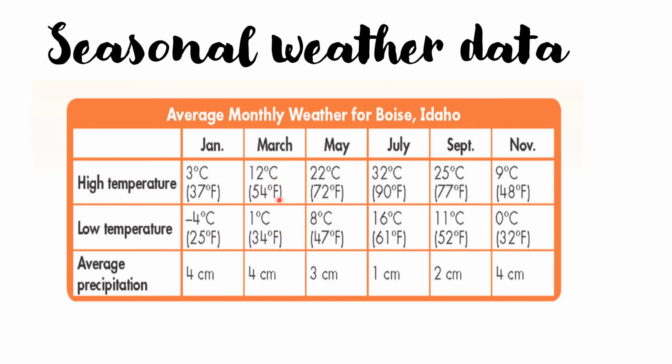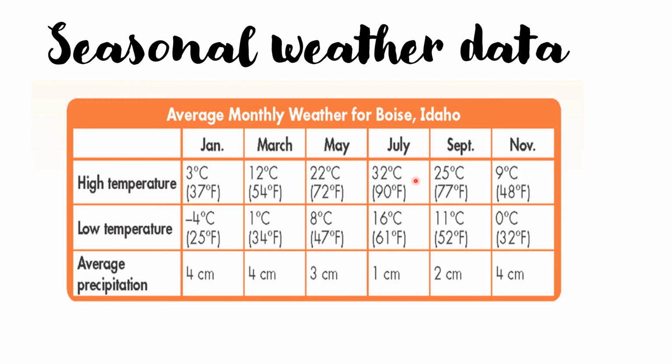Higher temperature is 12, which means the highest temperature recorded, above this they did not see in March, above 12. And 1 degree centigrade is the lowest temperature, below 1 they did not see in March. In May, 22 and lowest 8. July, 32 and 16. September, 25 and 11. November, 9 and C.